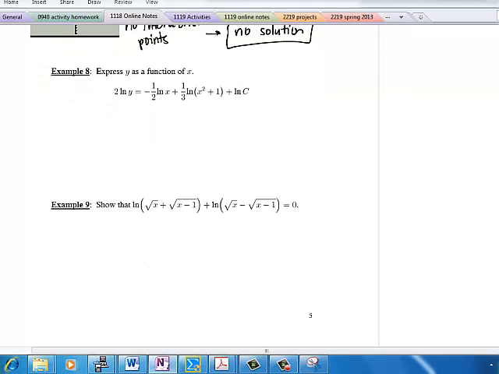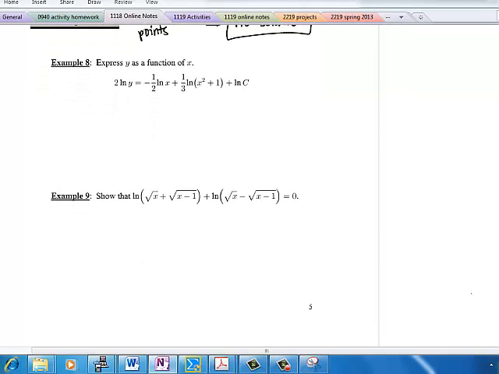All right. And then just a couple more examples getting used to using these properties to do different things. So example 8 is asking us to express y as a function of x. So basically it's asking us to try to solve for y. And we can see we've got all sorts of natural logs here. What we want to do is try to combine as many of them as we can.